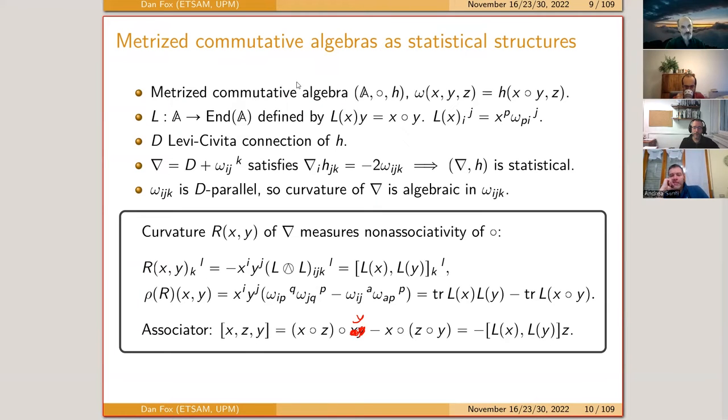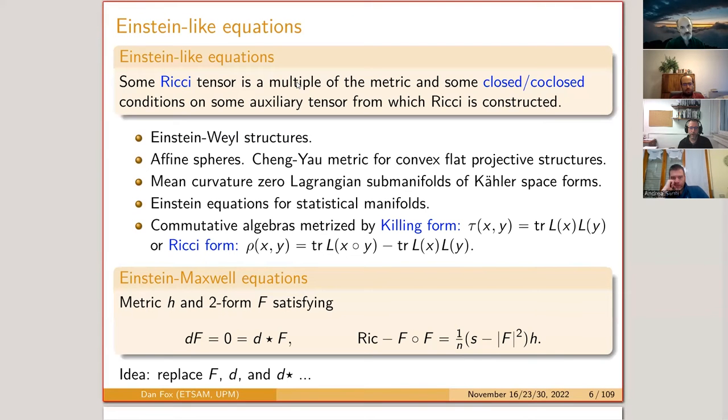And so this curvature is measuring the non-associativity of the multiplication. And when I take the Ricci type trace of this curvature, I get out this form, which is the form I mentioned before in the context of Einstein-like equations.